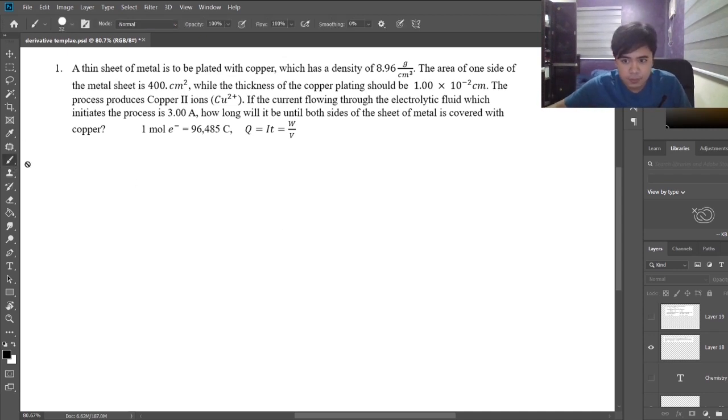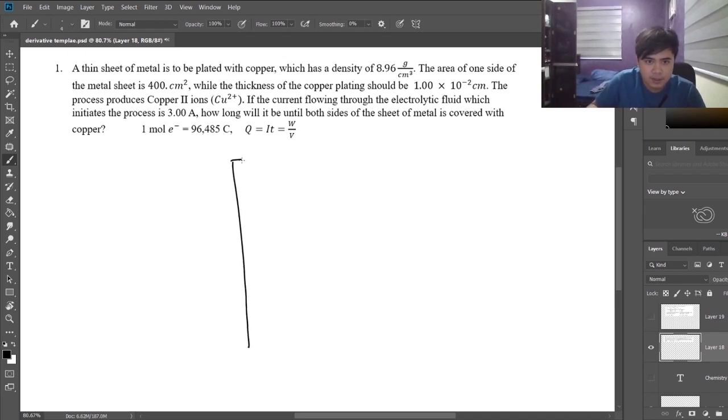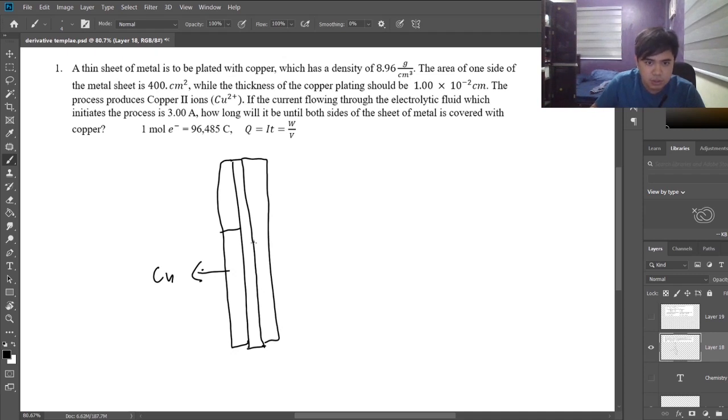Now, what does a thin sheet of metal plated with copper look like? It should look a bit like this. This is the thin sheet of metal, for example, and then we need both surfaces to be covered in a small copper plating, maybe like that, of copper. So this is copper, but on both sides. So there are two sides here.